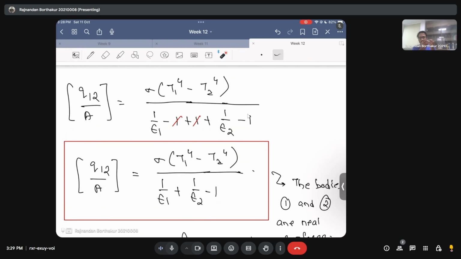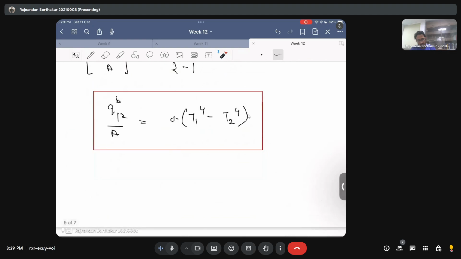Of course, you need to understand the fact that the bodies are now diffuse and gray, meaning that the properties are not a function of wavelength and direction. This assumption is always incorrect, because the properties, for instance these emissivities that we have said, are nothing but the total hemispherical emissivity, assuming that the bodies are diffuse and gray, meaning that the spectral and the directional effects are neglected in this scenario.